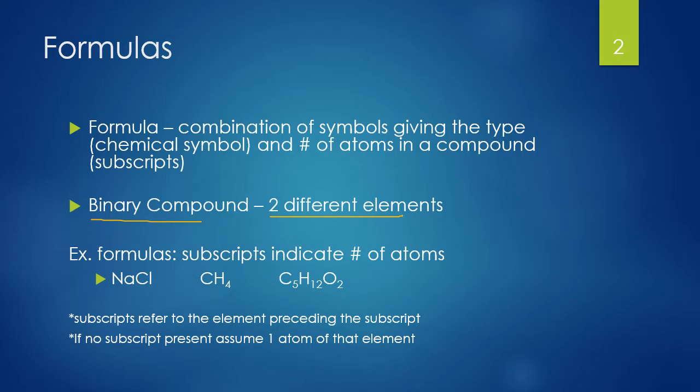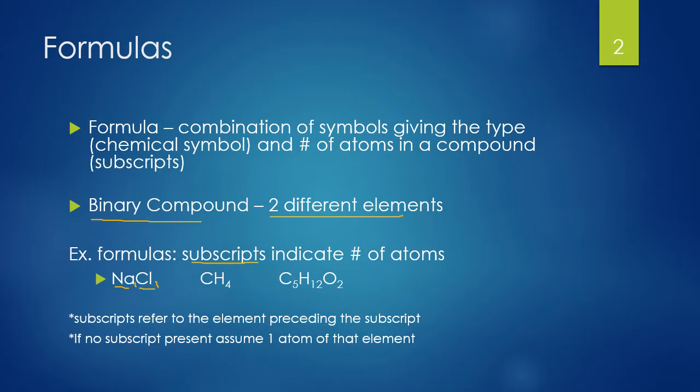In this first one, we have NaCl. There are two elements present, sodium and chlorine. Now, the subscripts present on these chemical formulas indicate the number of atoms. But notice, for this first one, NaCl, there are no subscripts. If you don't see a subscript, you can assume there's just one of each of those atoms. So this chemical formula tells me there's one sodium and one chlorine.